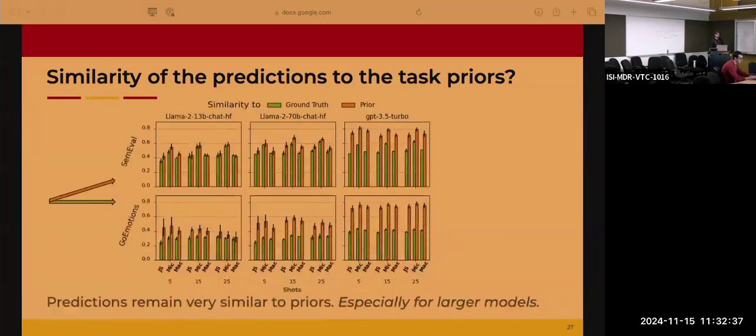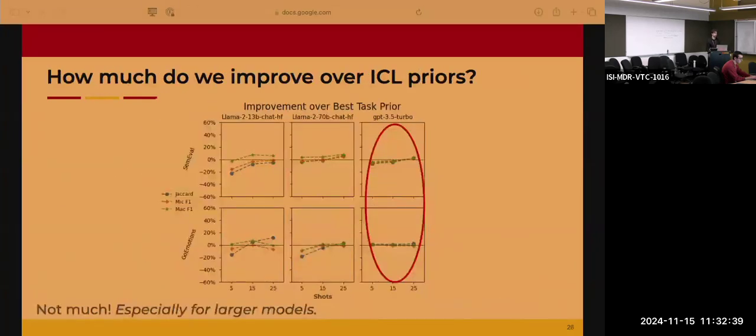And secondly, yes. Best task prior, that's like 0 shot? That's the proxy task prior that I described earlier with the random sampling. Okay, got it.